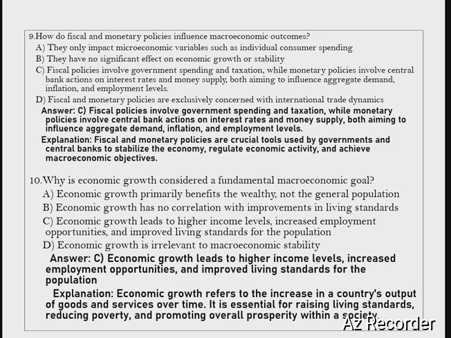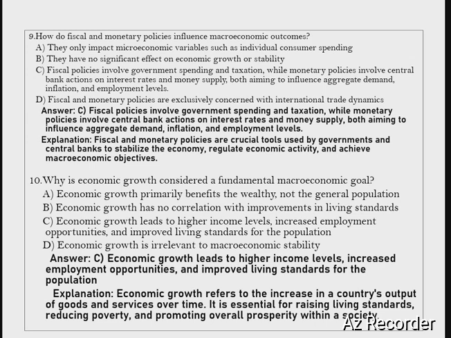Next question is, why is economic growth considered a fundamental macroeconomic goal? Option A, economic growth primarily benefits the wealthy, not the general population. Option B, economic growth has no correlation with improvements in living standards. Option C, economic growth leads to higher income levels, increased employment opportunities, and improved living standard for the population. Option D, economic growth is irrelevant to macroeconomic stability.